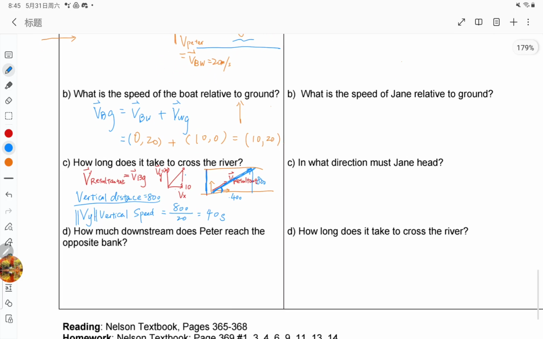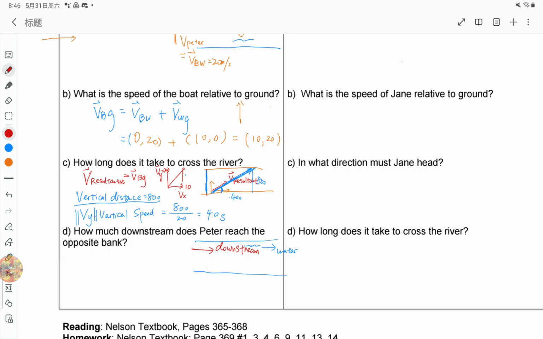And then, how far downstream does Peter reach the opposite bank? Sorry, I think my description was wrong: the water flows in this way. I think I made several typos here. Downstream is going this way, right? And then how far does Peter reach on the opposite bank?